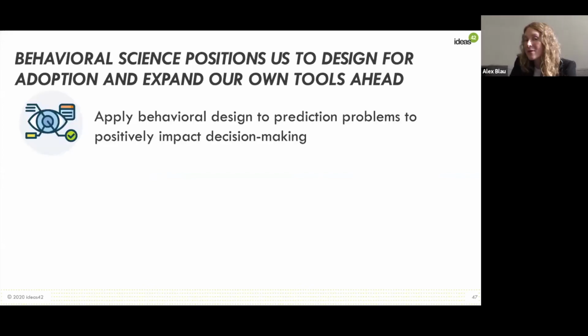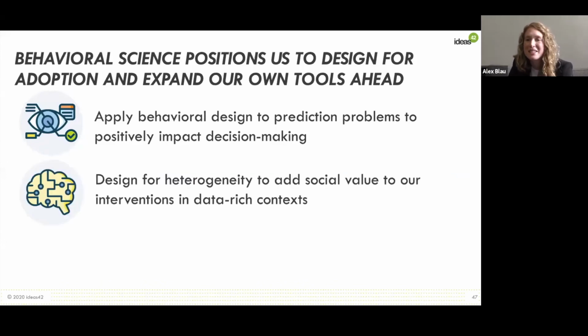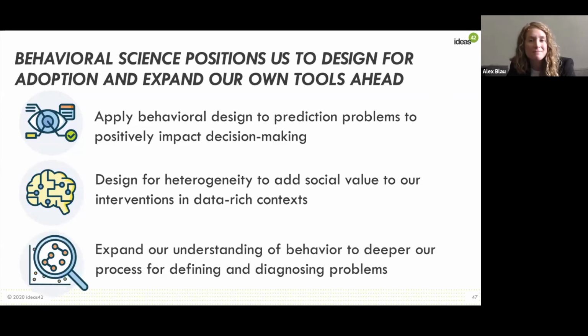So around augmented decision making, we'll continue to apply behavioral design to prediction problems because we know that that's going to positively impact decision making where there's opportunity for predictive inference. The second is to design for heterogeneity, to add social value to our projects and improve upon how we can personalize interventions, especially in data-rich contexts.